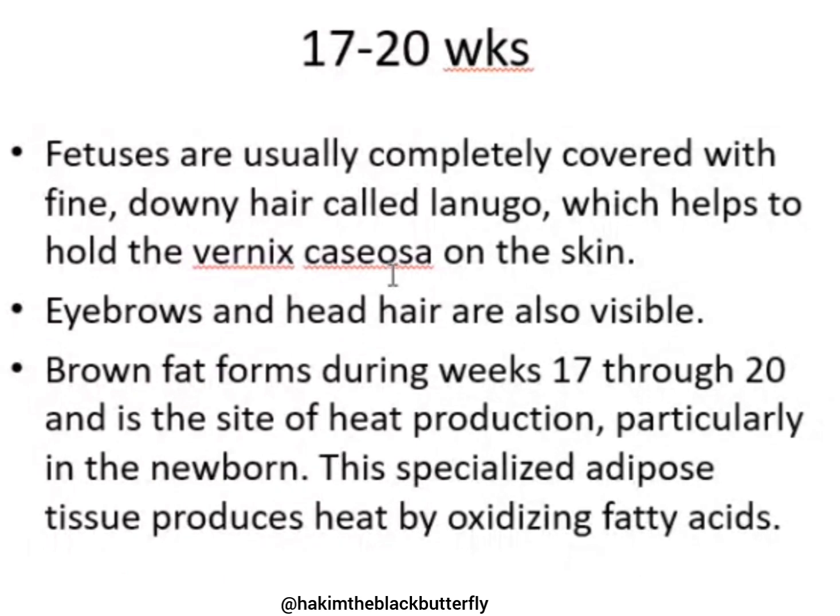On top of that vernix, there is delicate hair known as lanugo. This lanugo keeps the vernix in position. So between week 17 to 20, you have an oily secretion covering the delicate skin to protect it, and that delicate hair known as lanugo. And lanugo, the purpose of lanugo is to keep that vernix caseosa in position. All of them are as a result of protecting the delicate skin.